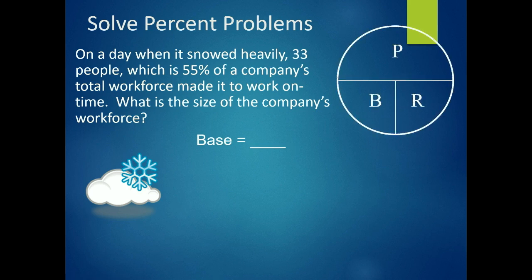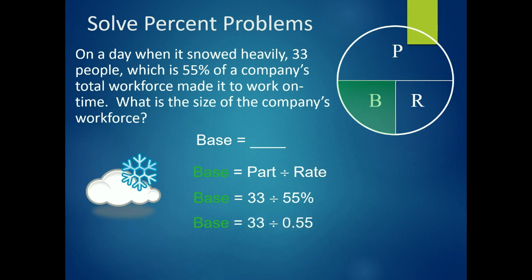Again, a quick way of determining how to solve for base, we'll cover up base in our circle formula, which leaves P over R. Part divided by rate is the representation of that. Plugging in the information we've identified, 33 for the part, 55% for the rate, convert the rate into a decimal, simplify the division, and we have an answer of 60 for the size of the company's workforce.